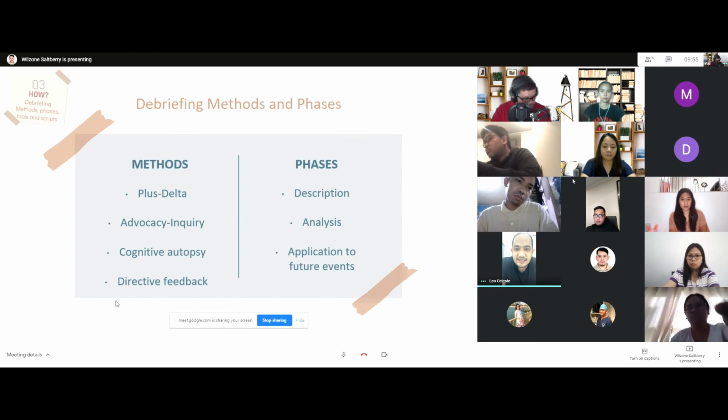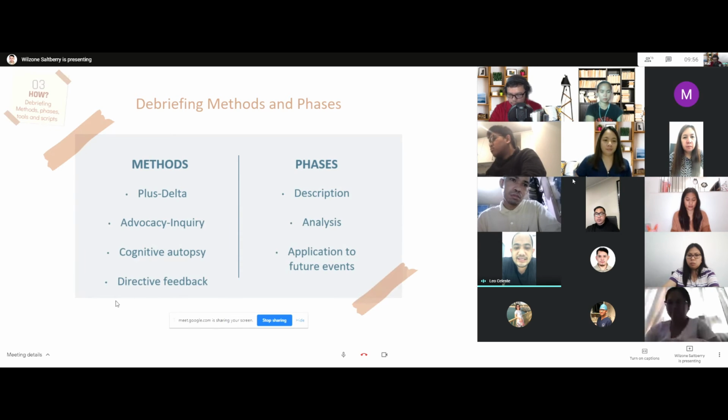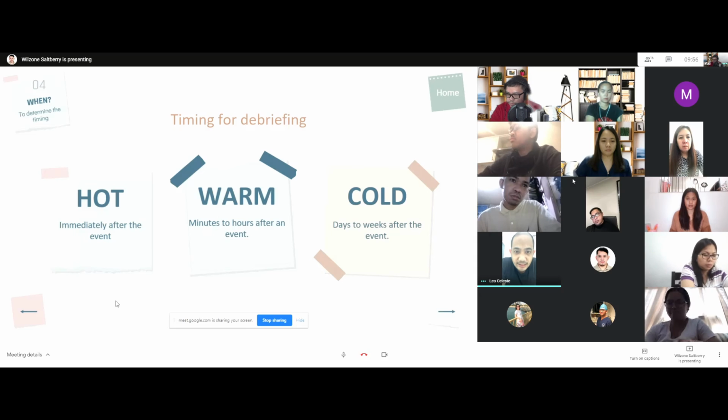And for the phases, there are 3 phases for the debriefing. The first one is the description. The purpose of this is to discuss the format and the ground rules needed to establish a psychologically safe environment. The next phase is analysis: discussion of content relevant to the objective, review of actual actions, and discussion of what went well and what did not. And last is the application to future events: discussion of how to improve in the future and a summary of take-home points. Next slide, please.